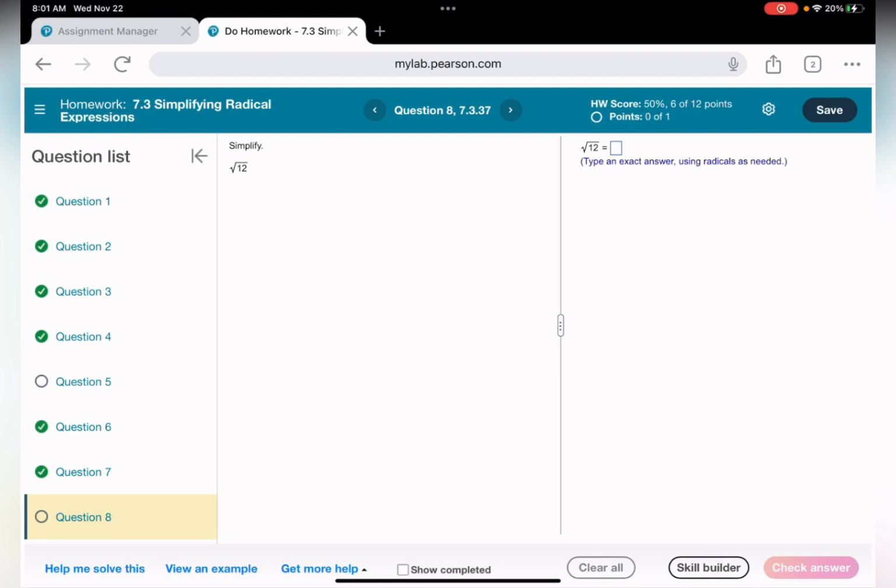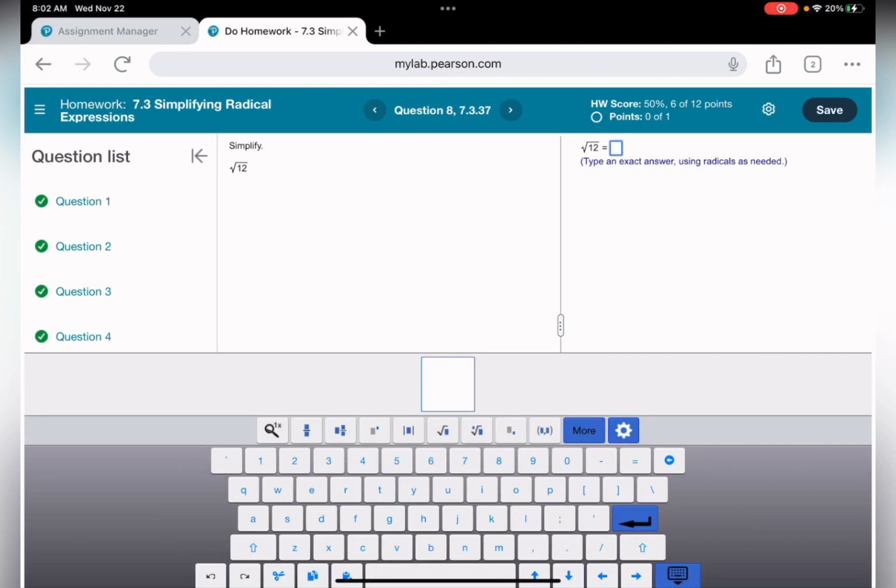Next, square root 12. Square root 12 is 4 times 3, so the square root of 4 is 2, and 3 stays underneath.